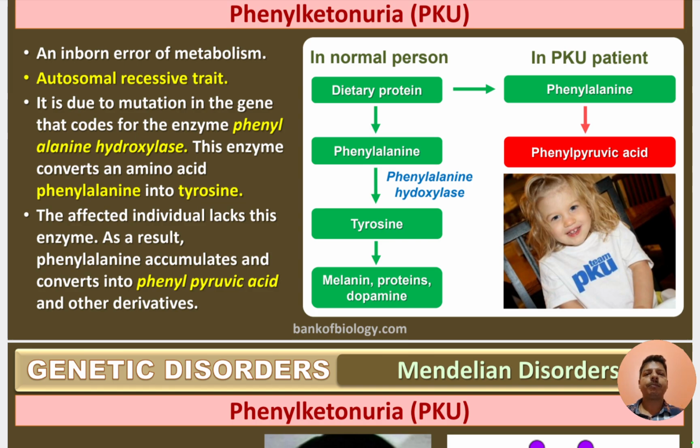Here you can see a normal person: dietary protein phenylalanine, phenylalanine hydroxylase, tyrosine, and melanin, protein, dopamine are produced. But in a PKU patient, phenylalanine is converted instead into phenylpyruvic acid, and they have PKU. The affected individual lacks the enzyme. As a result, phenylalanine accumulates and is converted into phenylpyruvic acid and other derivatives.